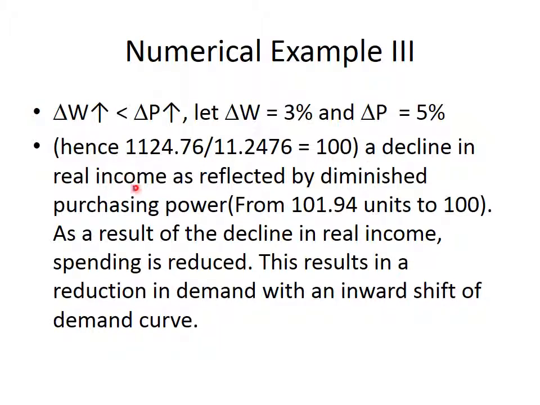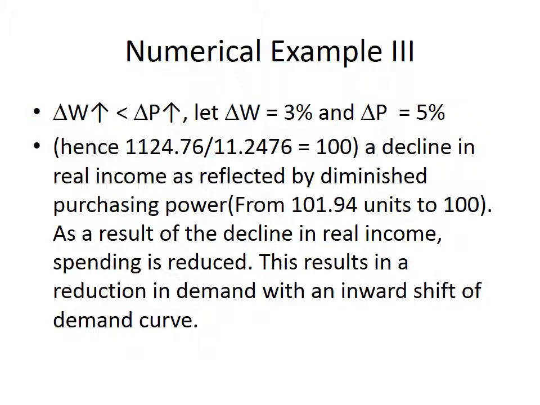Okay, a decline in real income is reflected by diminishing purchasing power. So from 101.94 units to 100 units. As a result of the decline in real income, spending is reduced. This results in a reduction in demand with an inward shift of the demand curve. And this is actually what causes a recession.